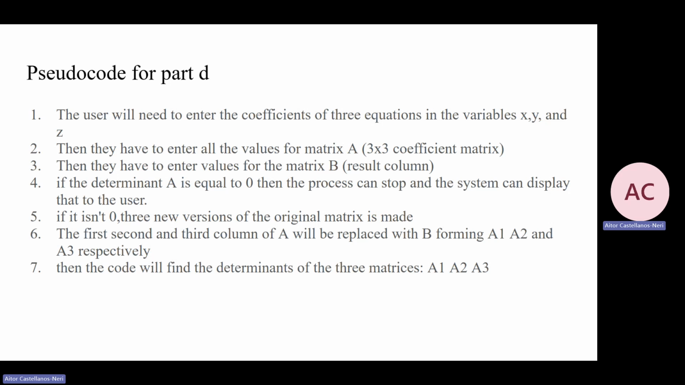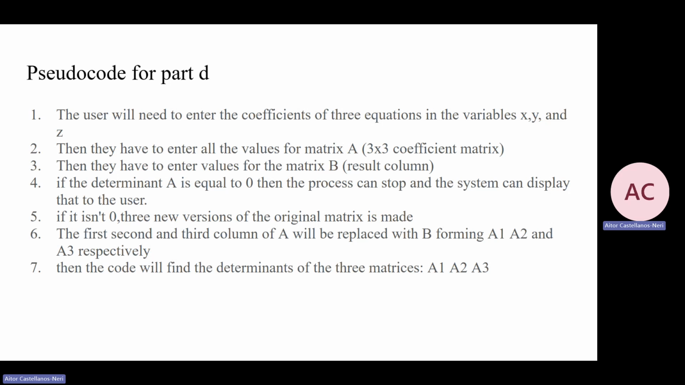Here is the pseudocode that I made for part D. The user will need to enter the coefficients of the 3 equations and variables x, y, and z. And then they have to actually enter all the values for matrix A, which, for simplicity's sake, I made a 3x3 coefficient matrix just in this example, and then the result column B, which you don't really have to worry about the rows.